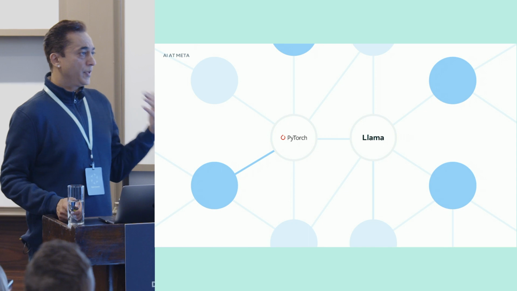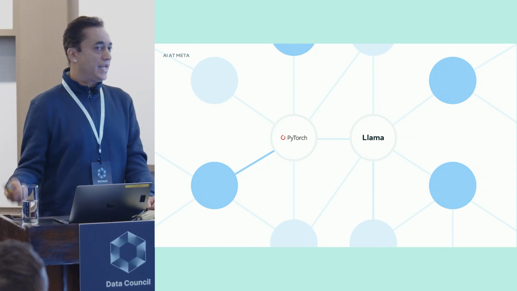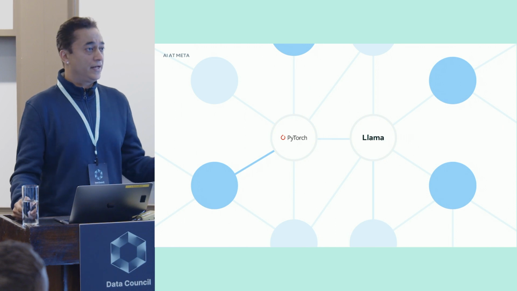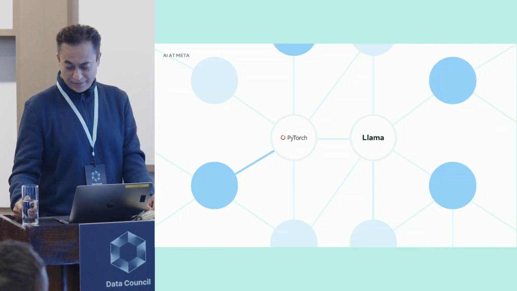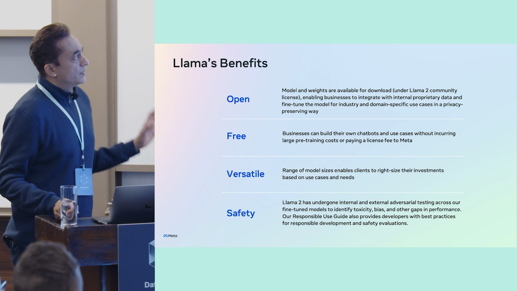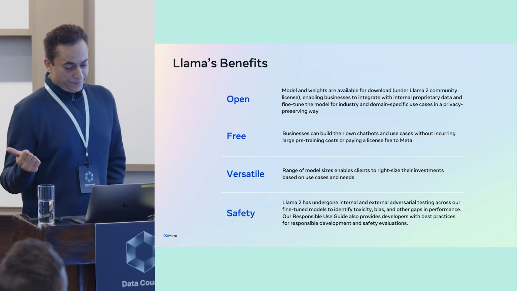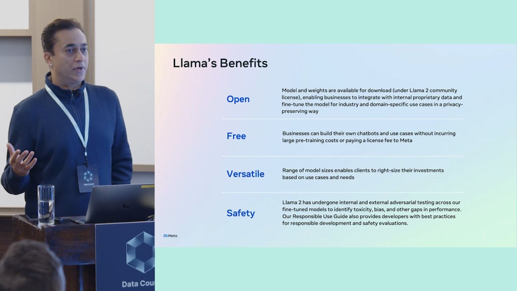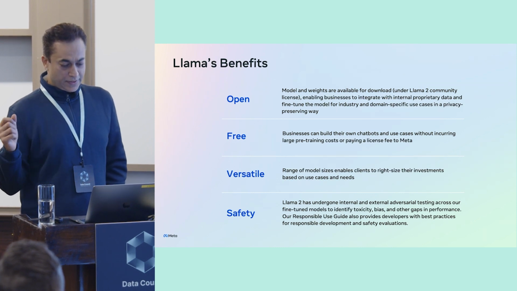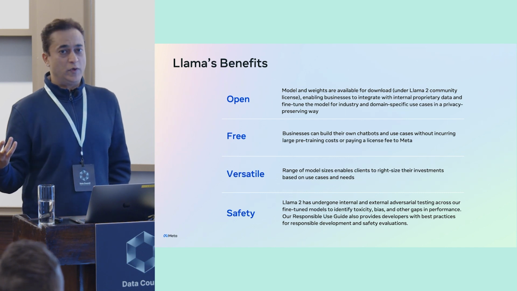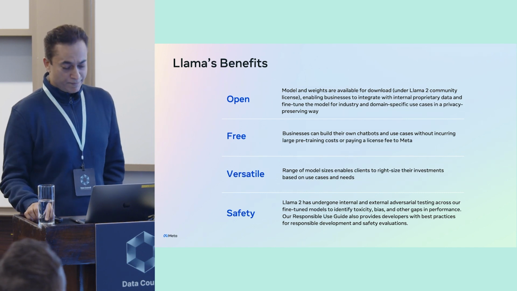We want people to innovate, take Llama models, fine-tune them, and use them for commercial applications without any licensing fee to Meta or anybody else. Here are some of the high-level Llama benefits. It's open. That means anybody can take the model and download it. Whether it's a small business, medium business, or a developer sitting in his bedroom, they can use it.